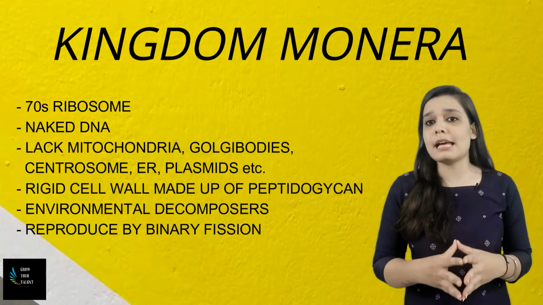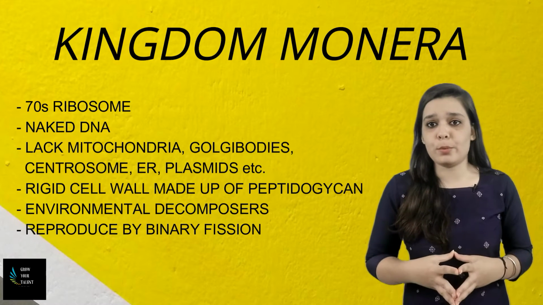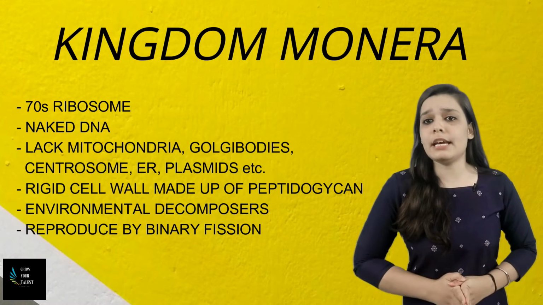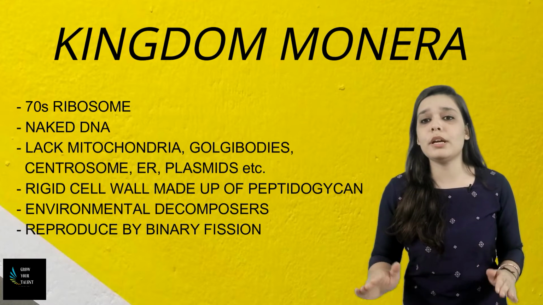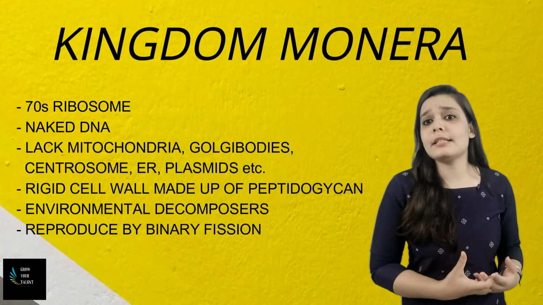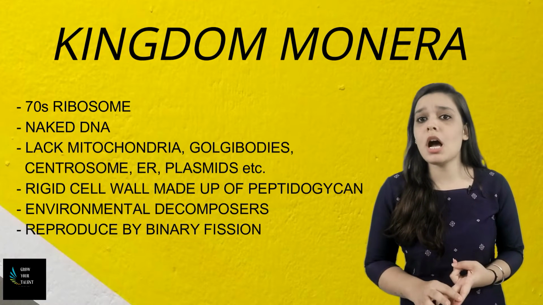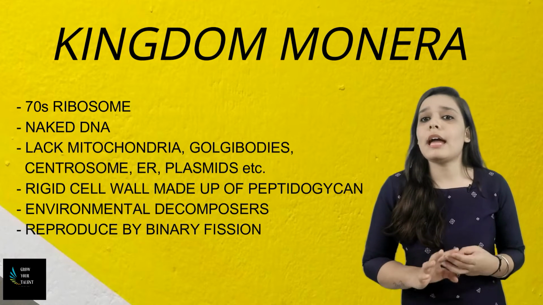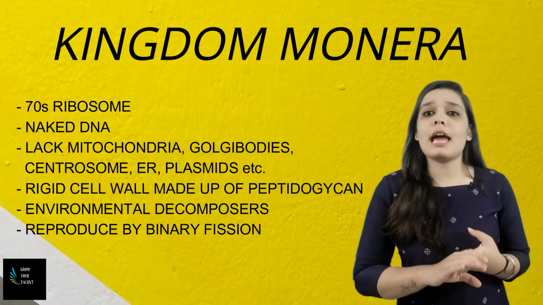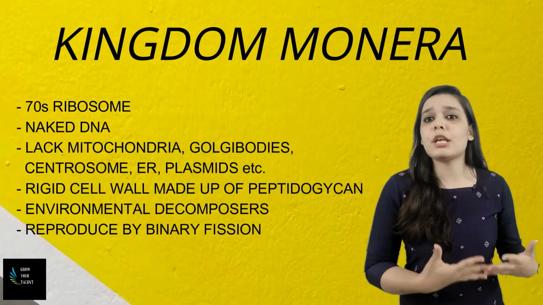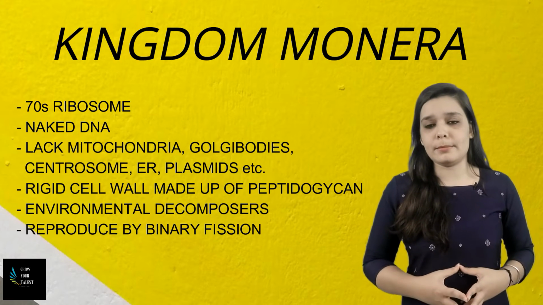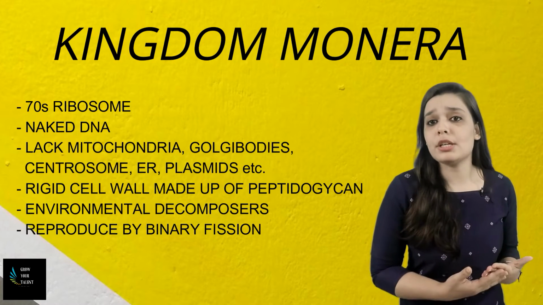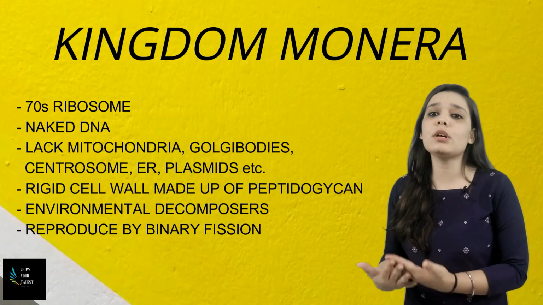Kingdom Monera has 70S ribosome. They have naked DNA and the DNA is not surrounded by any nuclear membrane. These organisms lack mitochondria, Golgi bodies, endoplasmic reticulum, lysosomes, plasmids, centrosomes. All these are absent in such organisms. Their cell wall is rigid and made up of peptidoglycan.